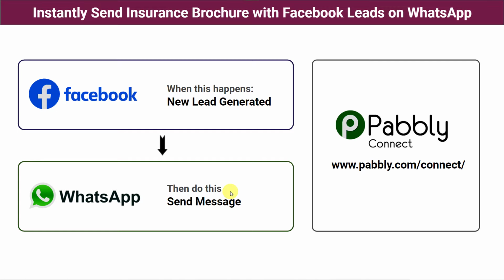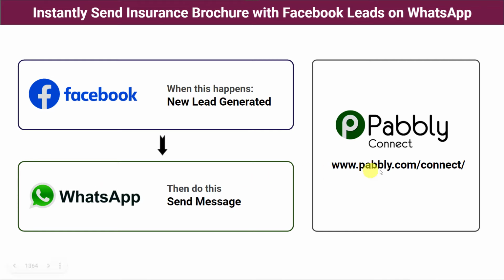But this will be a time-consuming and tiresome process, and this becomes difficult when you have a large number of leads in a single day. So how are you going to do this? The second option is you can create an automation so that whenever the Facebook lead ad form is filled, automatically your insurance brochure will be sent on the WhatsApp number of the customer. But here there is a problem that there is no direct connection between Facebook lead ads and WhatsApp. So how to do this?